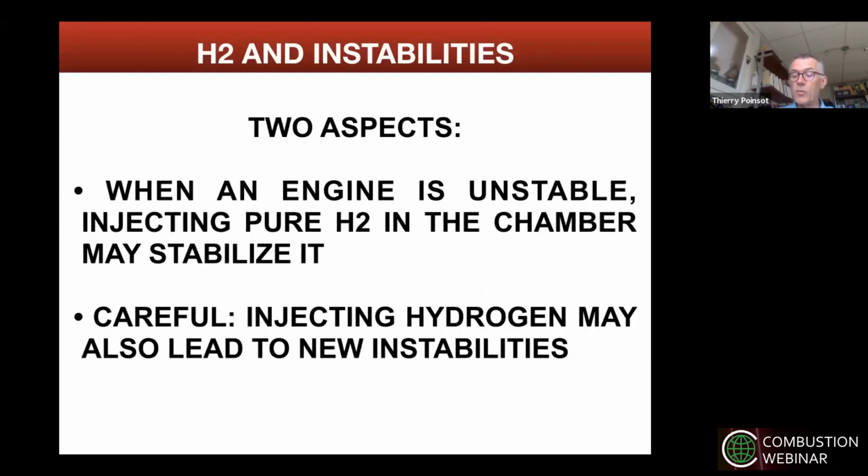And this is where hydrogen comes into the picture. I will show you in a few minutes that when an engine is unstable, you can inject pure H2 in the chamber and make it stable. You want to be careful because it could also work the other way. Okay, when you inject hydrogen, you may actually go to an unstable engine. So you need to know what you do, but it is again a powerful actuation method for combustion if you're able to use hydrogen as a control method.